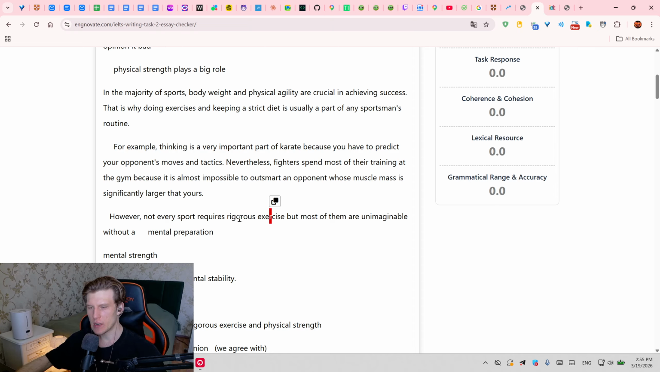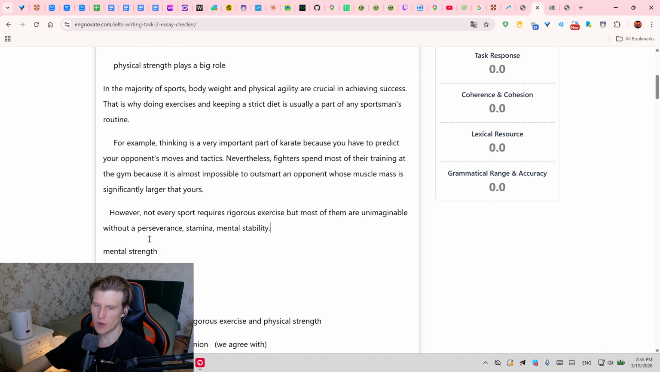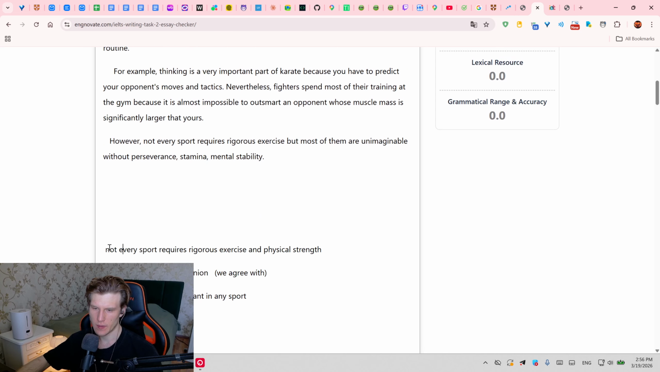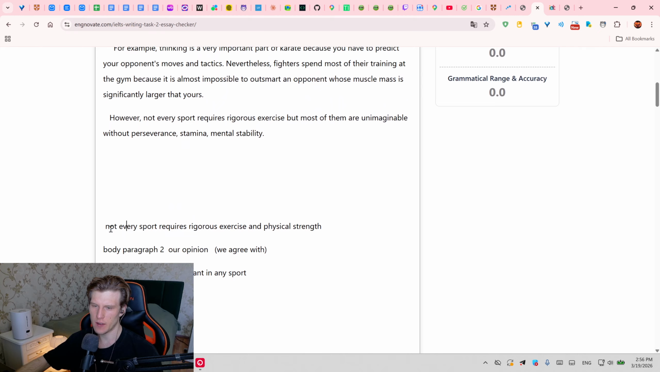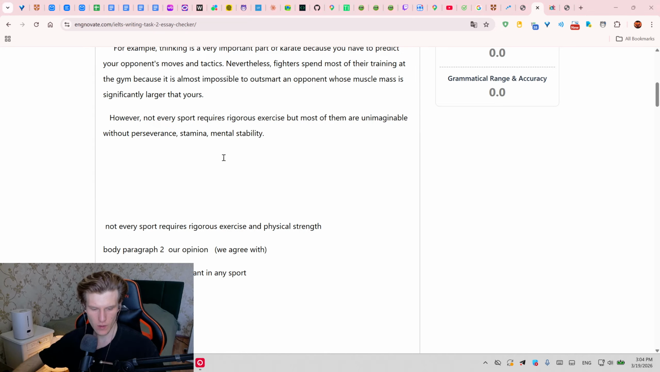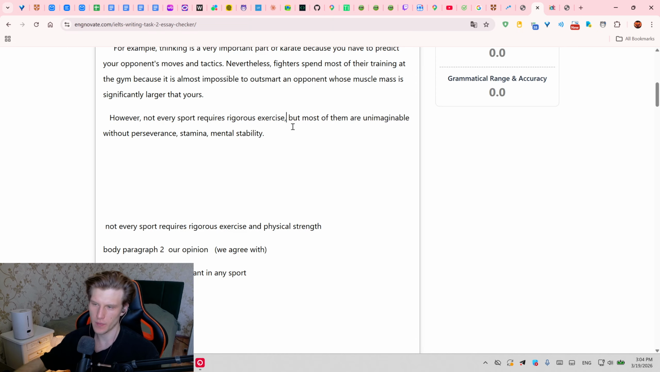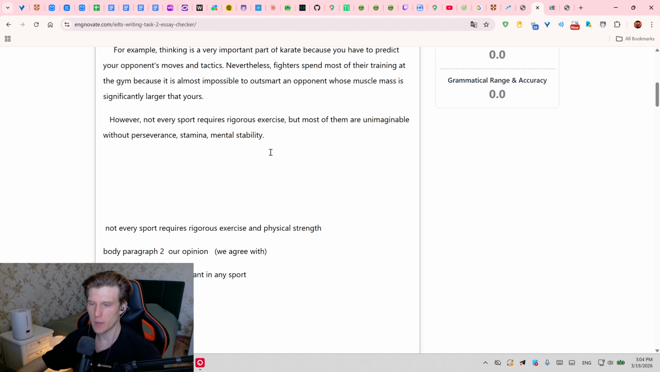Not every sport requires it, but most of them are unimaginable without a... Yeah, okay, I'm spending too much time on that. Let's just put that here. Are unimaginable without perseverance, stamina, and mental ability. Yeah, that's it. That is a developed body paragraph 1. Okay, here it should be a comma. Without perseverance, stamina, and mental ability.